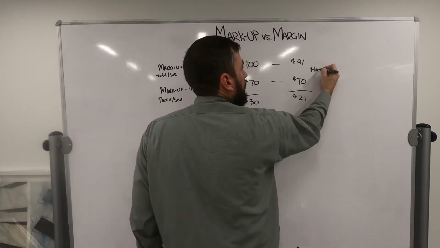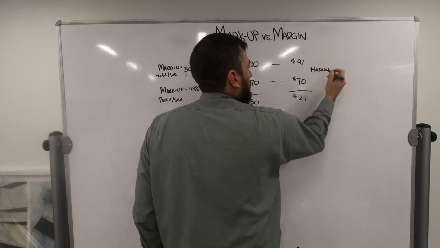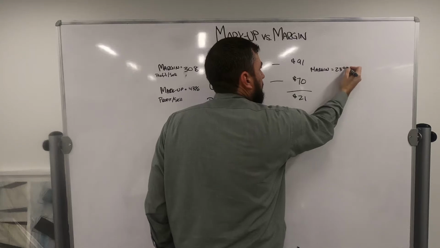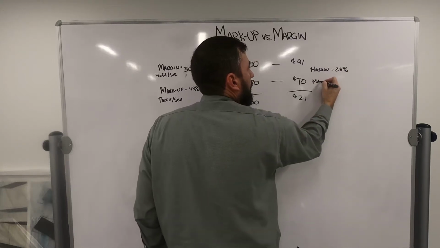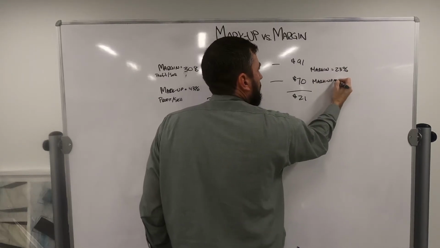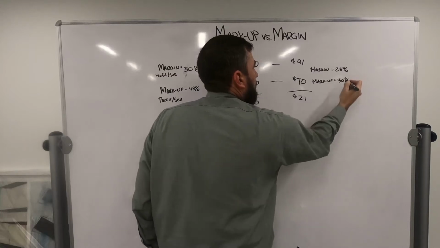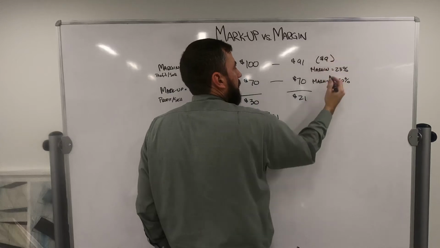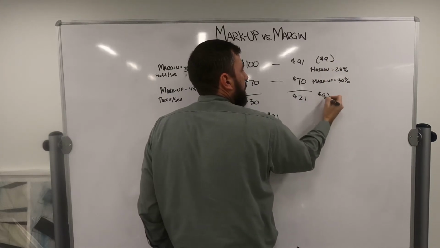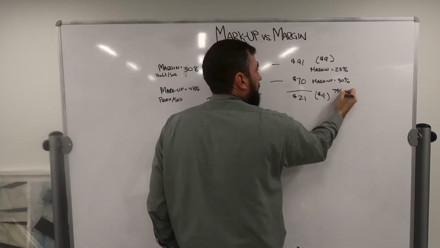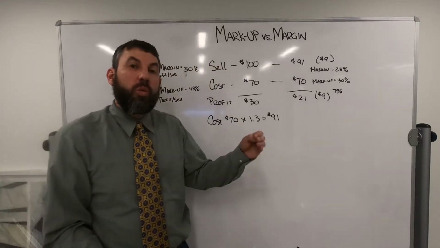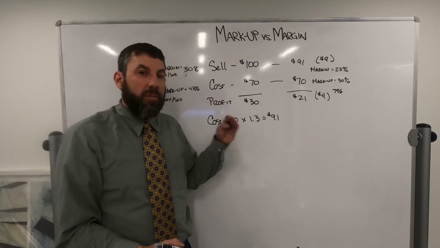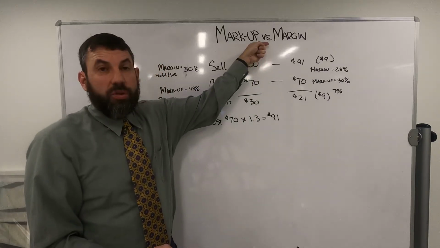So, going through the same thing, margin in this scenario, 21 divided by 91 is 23%. Your markup is 30%. Look at what you just missed. $9 lost, or 7%. Lost because you confused the word between markup and margin. That would make your management team and your boss very disappointed if you confuse the terms.